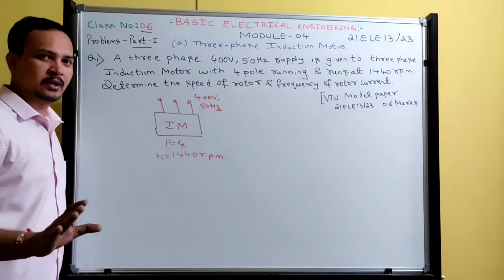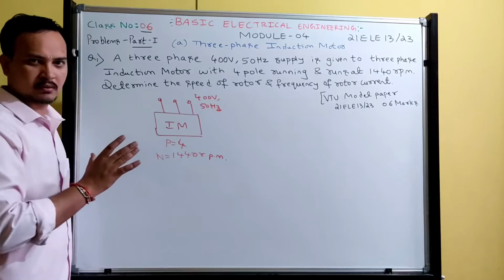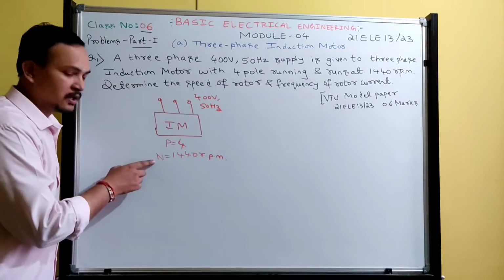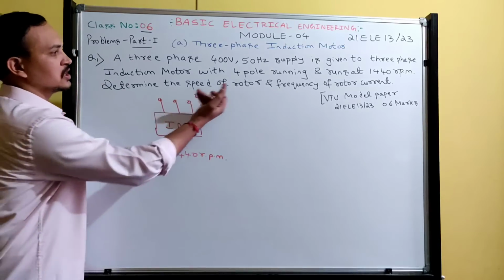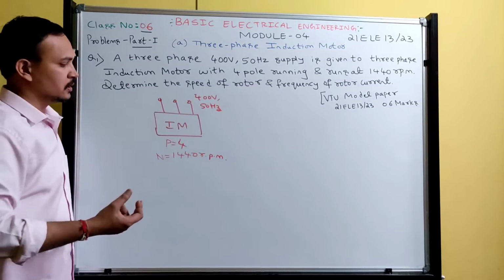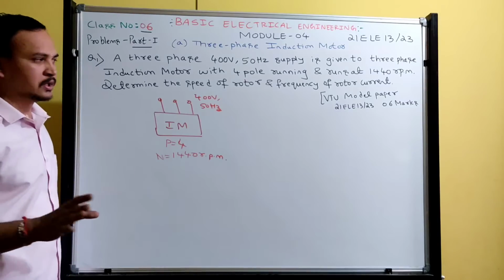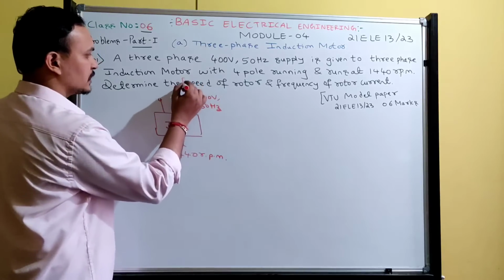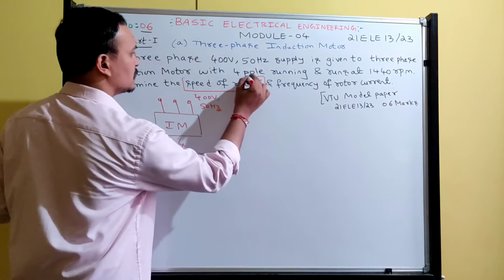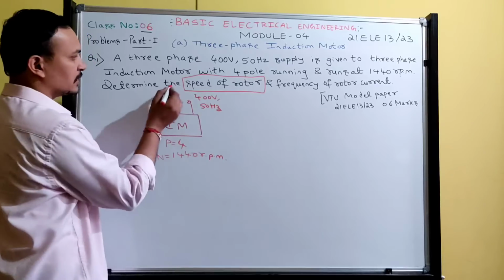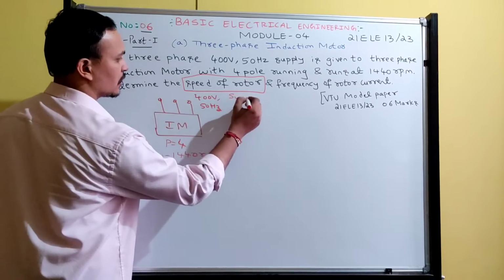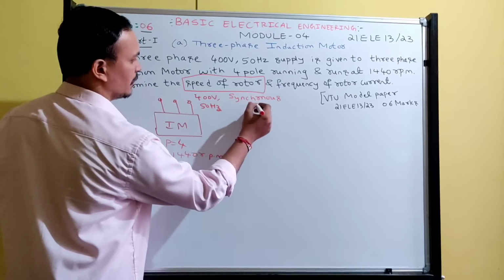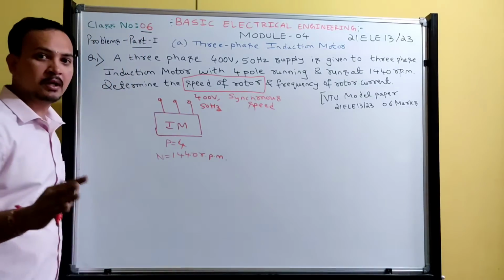See, in the model paper they have made a wrong question. Motor runs at a speed, that speed is called N. Again they are asking what is the speed of the rotor. So the corrected question is, they should ask here, determine synchronous speed. This part of the question has to be changed. Because in an induction motor there will be 2 speeds.